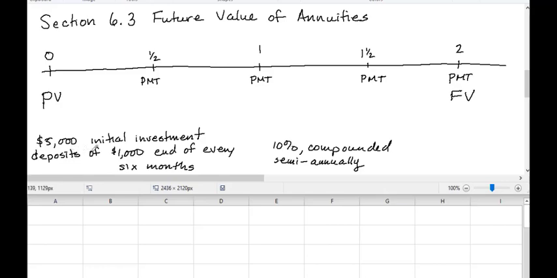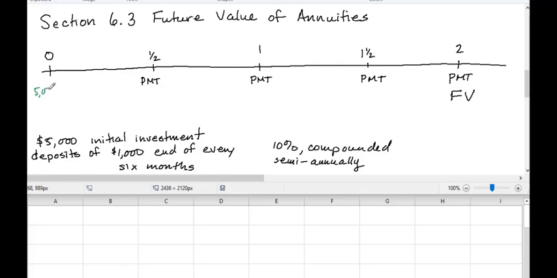We're going to take a $5,000 initial investment, and then we're going to make additional deposits of $1,000 at the end of every 6 months. We're going to have 10% interest and compounded semi-annually. So the compounding on the interest always has to match the spacing of the payments for us in this class. So one time, let's do this all the way out and see what it looks like.